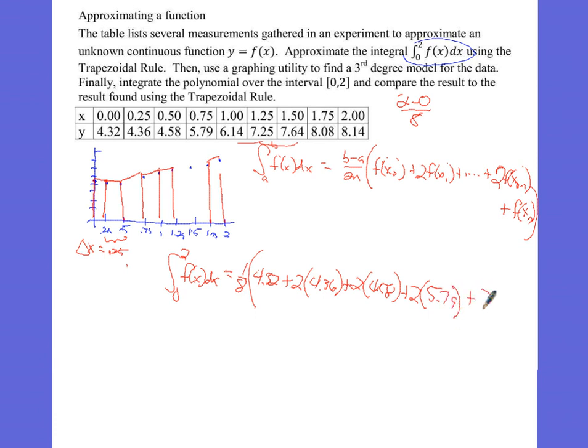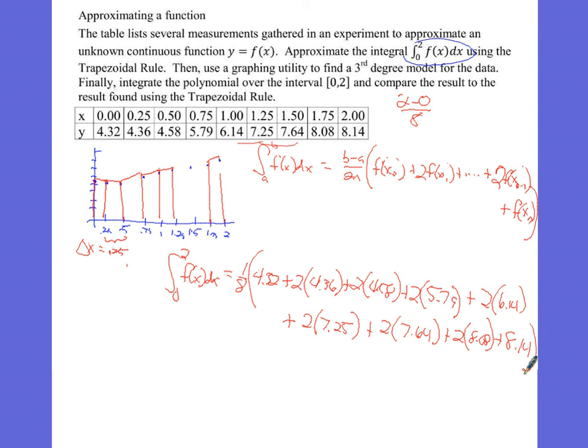Plus 2 times 6.14 plus 2 times 7.25. Yeah, there's no way around this. You're going to need a calculator. Plus 2 times 7.64 plus 2 times 8.08 plus what? Just 8.14.